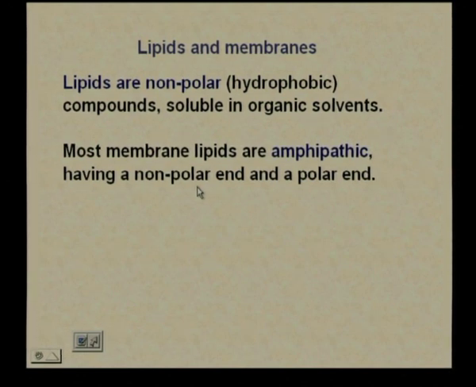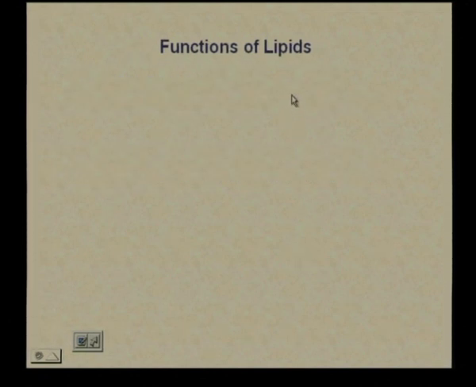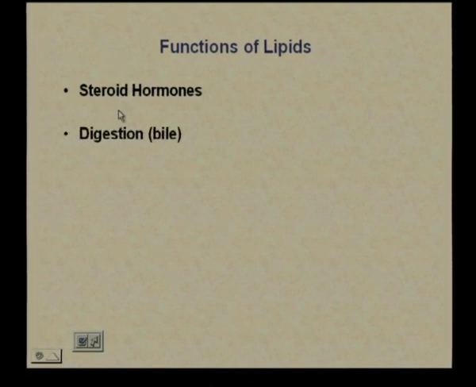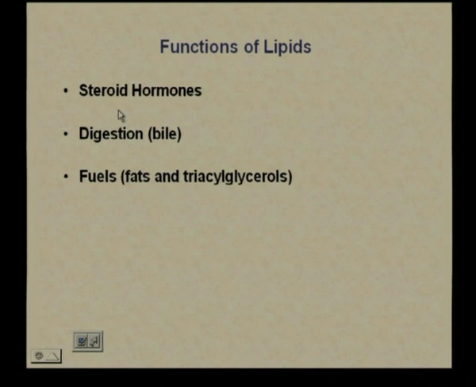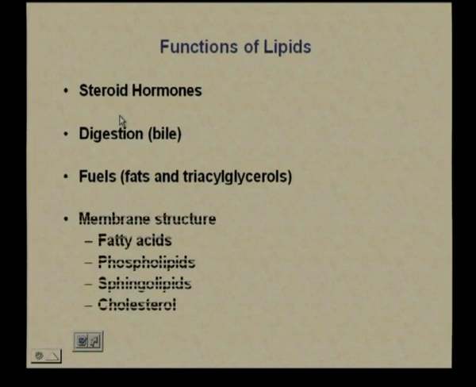Now, the non-polar end arises due to definite chemical moieties, definite groups, and the polar end again arises due to some other groups that are present. Now, if we look at the functions of lipids, they play a very important role in cells and biological cell membranes, and of course, membrane transport, which we will be doing later on. We have steroid hormones, digestion, fats and triacyl glycerols, which give us the fuel for our bodies, and the membrane structure.